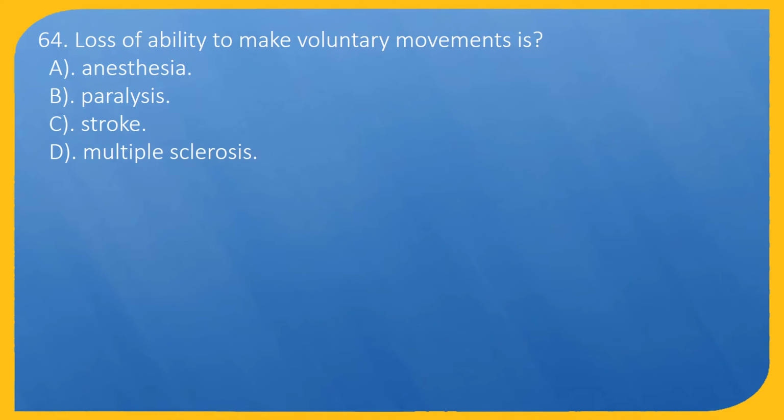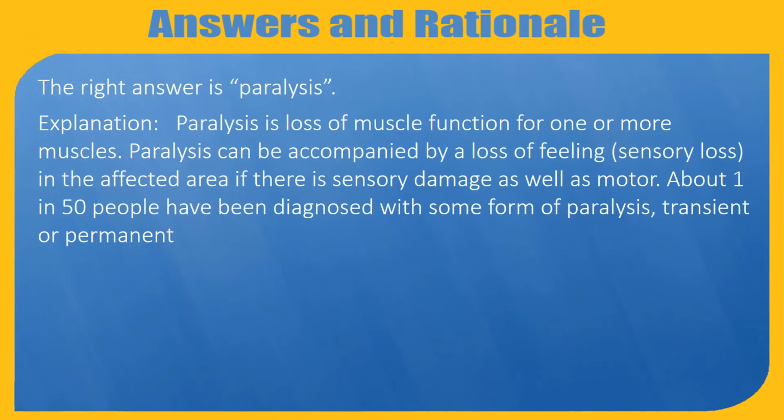Question 64. Loss of ability to make voluntary movements is: A. Anesthesia. B. Paralysis. C. Stroke. D. Multiple sclerosis. The right answer is paralysis.